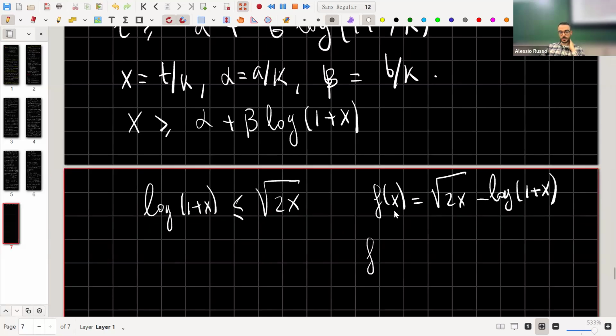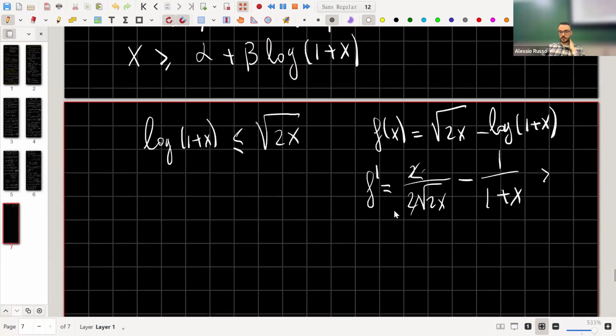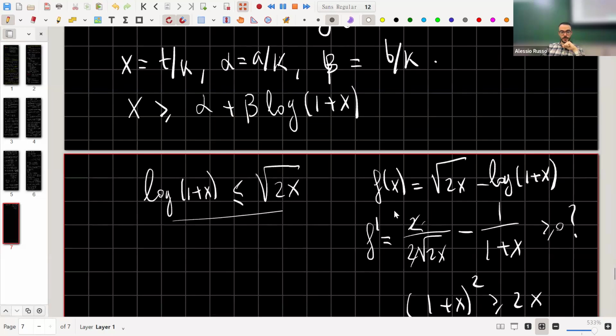So when we take the derivative, we get 2 square root 2x, the 2 will simplify, minus 1 over 1 plus x. Is this bigger than or equal to 0? Yes, because you obtain this condition here, which is always true. So f prime is non-negative, so this inequality is valid.